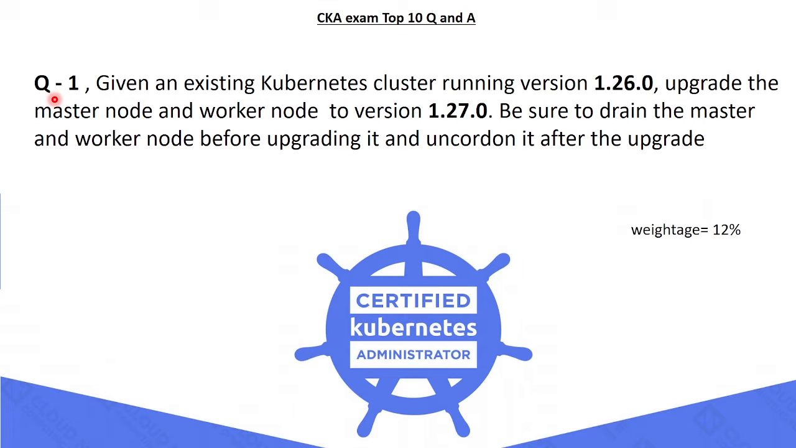The first question is, given an existing Kubernetes cluster running version 1.26.0, you have to upgrade the master node and worker node to version 1.27.0. Be sure to drain the master and worker node before upgrading it, and uncordon after the upgrade. The weightage of this question is 12%.